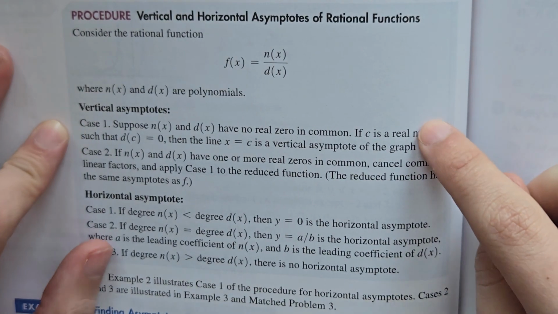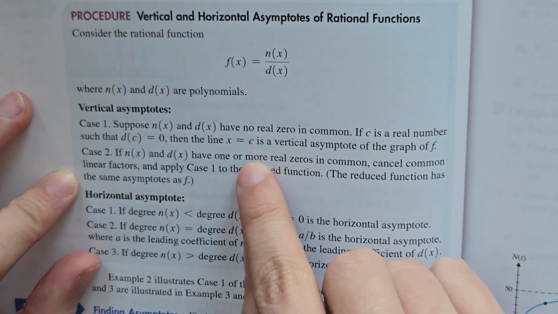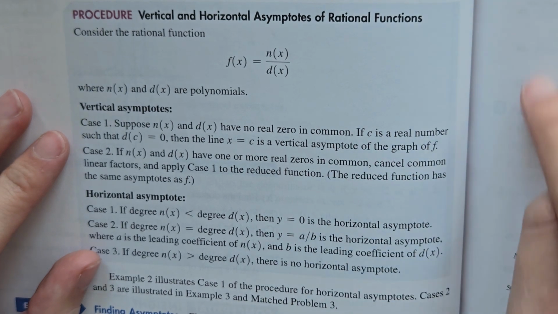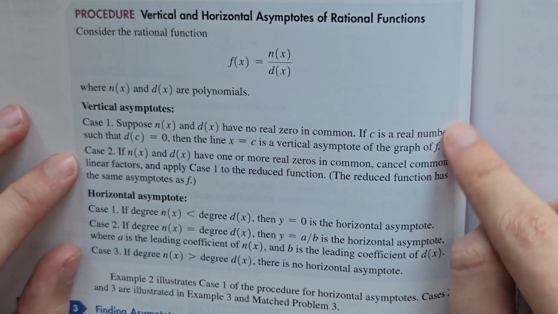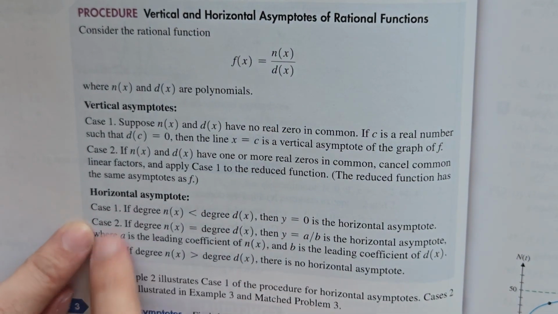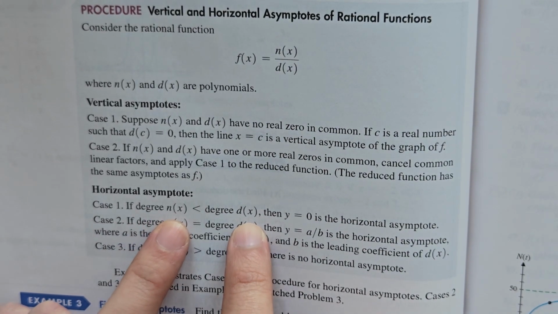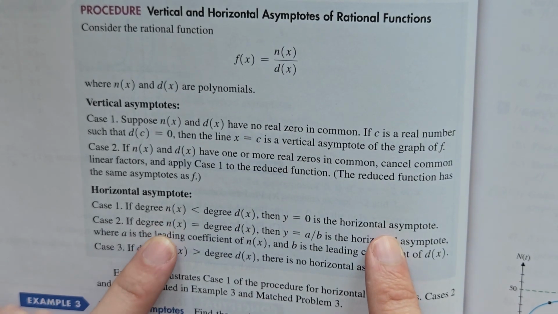We'll talk about what happens when they do have real zeros in common, when we're canceling and such. In the previous case we did not have any canceling, so you could just set the denominator equal to 0 and solve for it. But if there had been any cancellation, we would have taken care of that first. For a horizontal asymptote, there are 3 cases. Like I said, if the degree of the numerator is less than the degree of the denominator, like the previous case, then y equals 0 is a horizontal asymptote.